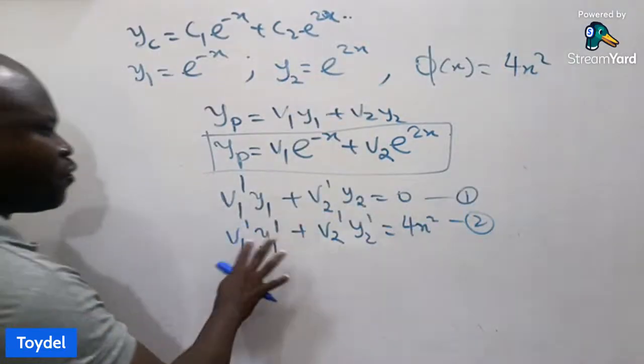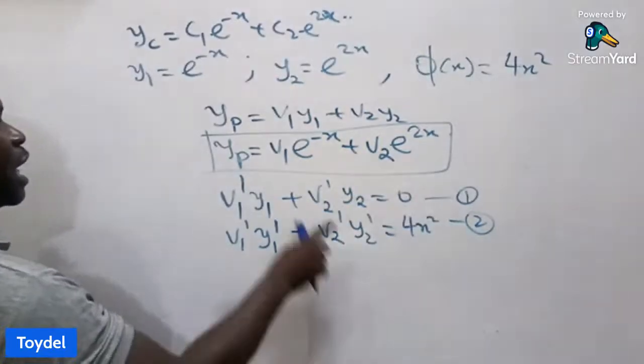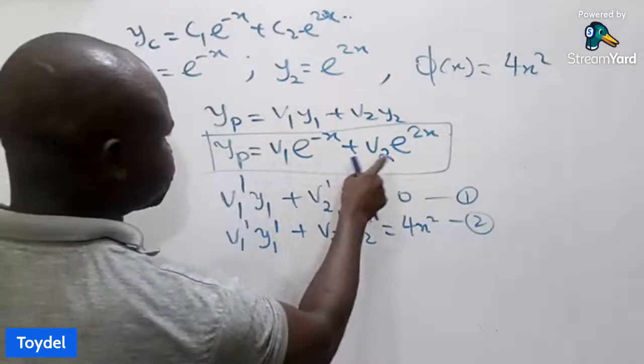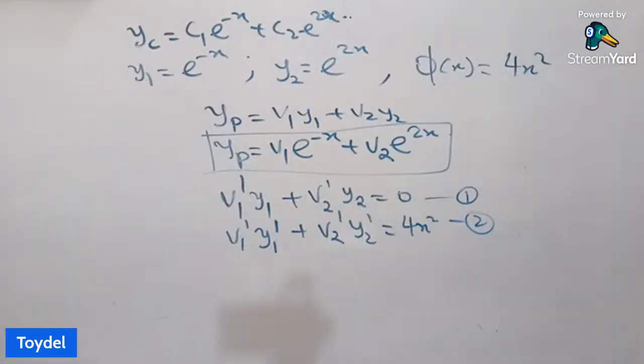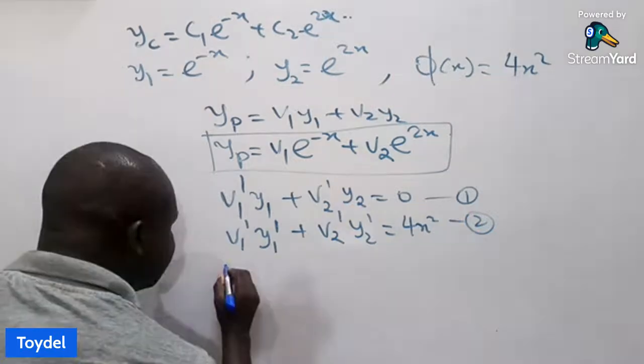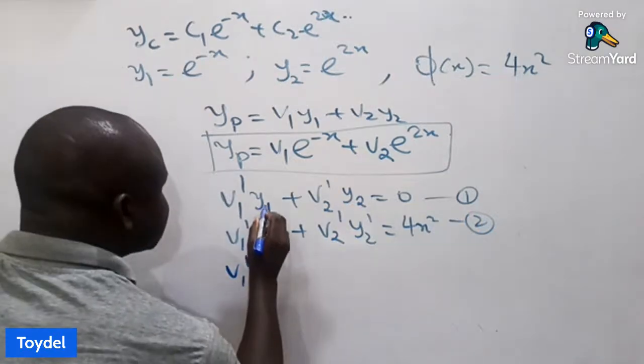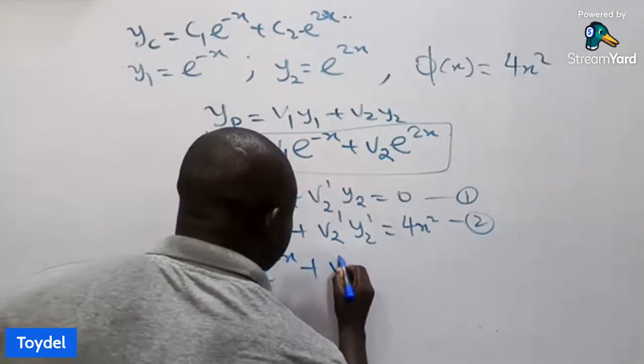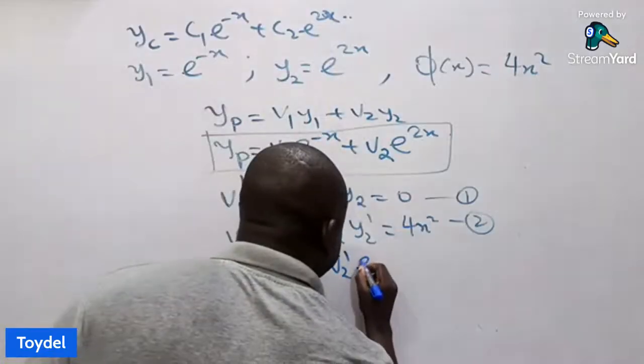From this, we are going to solve these two equations simultaneously in order to find the value of v1 and v2. Once we know v1 and v2 and we substitute, that will represent the particular solution. Once we know the particular solution, we just combine it with the complementary solution, and that gives us the general solution to this problem. So what do we do here? This is the same as v1 prime times y1. What is y1? Y1 is exponential minus x, plus v2 prime times y2, exponential 2x, equal to 0. Equation 1.